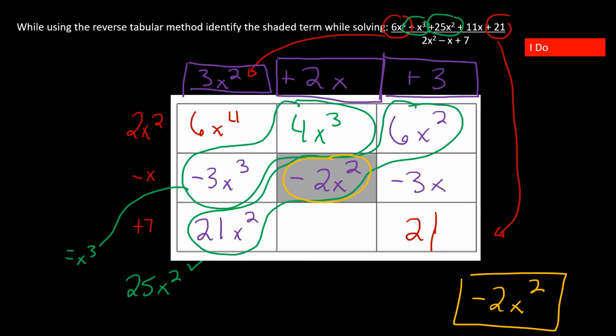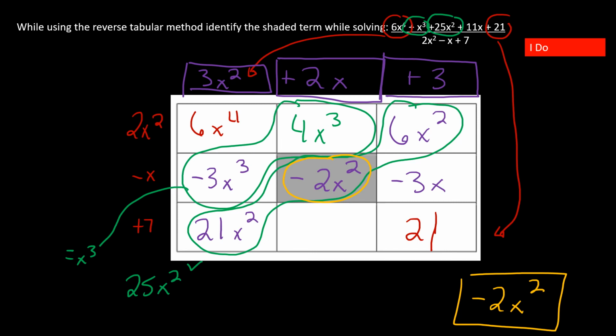So to recap on this one, because this is a rather long problem, we set up our reverse tabular method. We have our terms here on the side as what we're dividing by, that 2x squared minus x plus 7. We know that that first term in the numerator, that 6x to the fourth, will go to the upper left. The 21 goes to the bottom right. And then we just start solving for the factors. Please, guys, if you get stuck on the next problem, use this video, rewind, and look at my steps here.